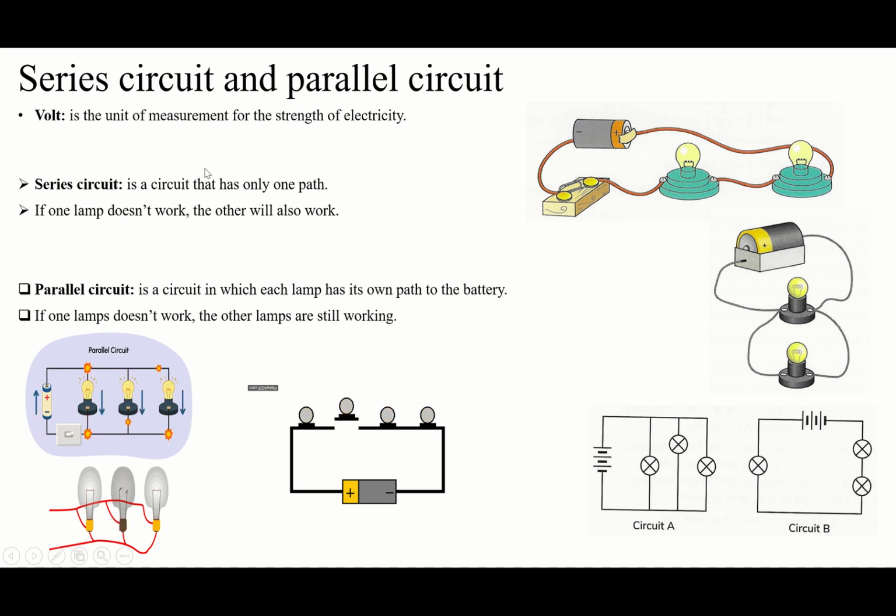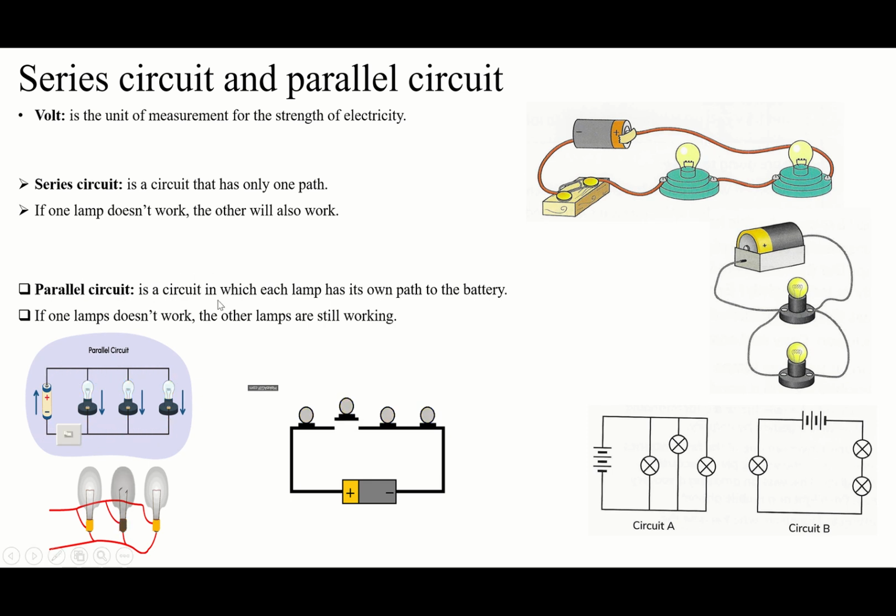So let's go for the difference between series circuit and parallel circuit. Guys, this one is series circuit. It is a circuit that has only one path. You see, there's only one path. The wire is going to go around and come back to the negative side of the battery. Because it has only one path, we say it's series circuit. It's like a series, one by one joined to each other on one way, on one path.